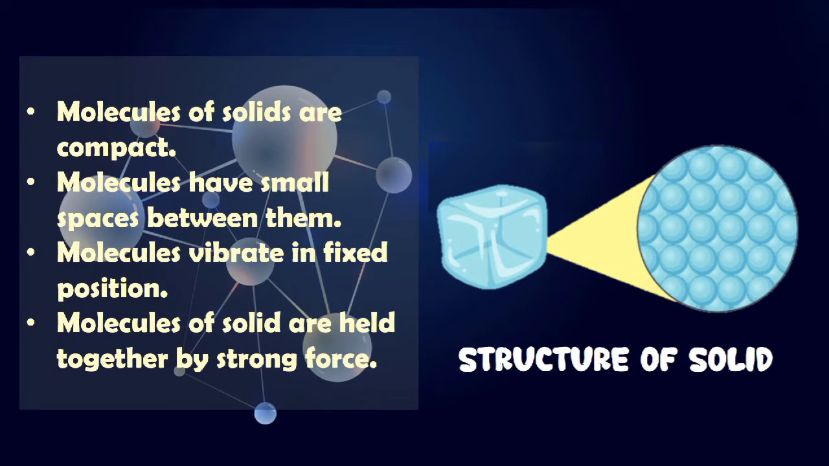First, solids. In solids, the molecules are compact and only have small spaces between them. That's the reason why the molecules only vibrate in their position, because their movement is restricted. And also, molecules of solids are held together by strong forces. That's why the shape of solids is fixed.